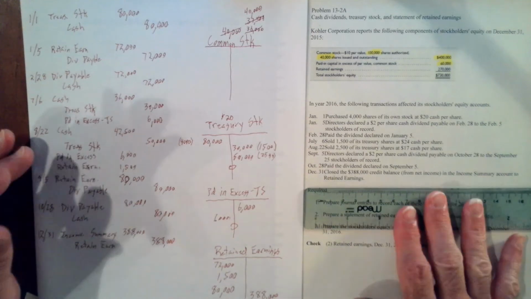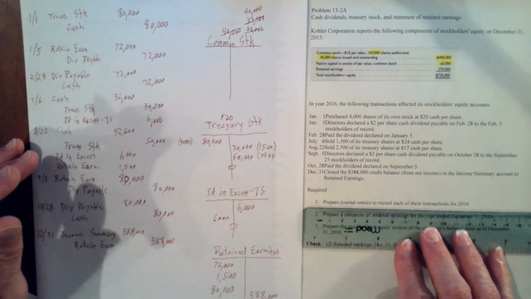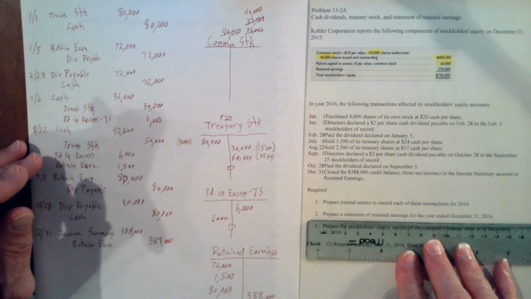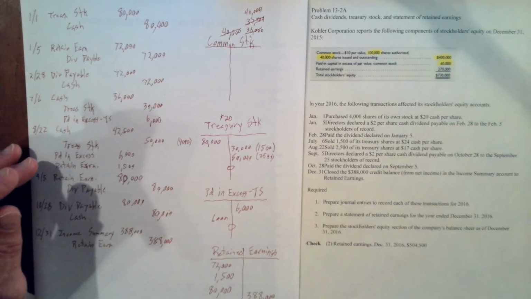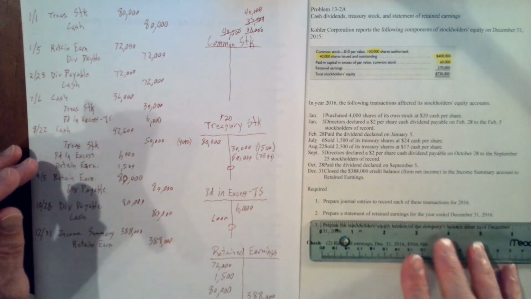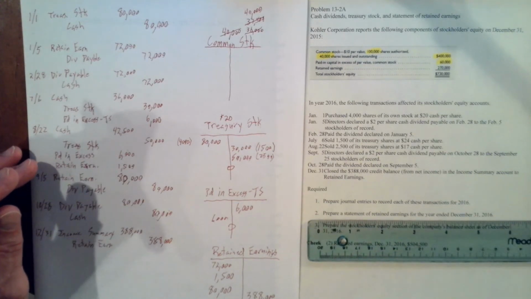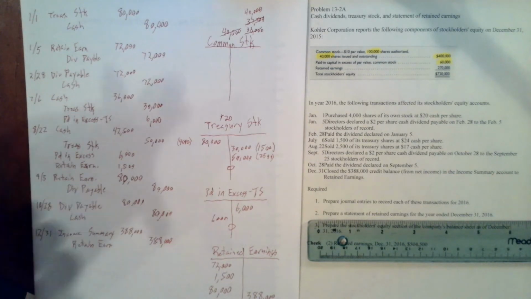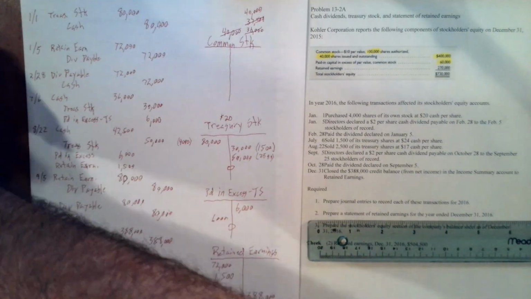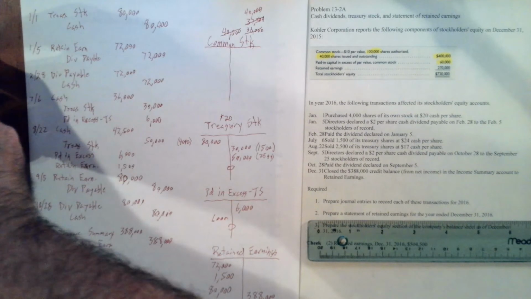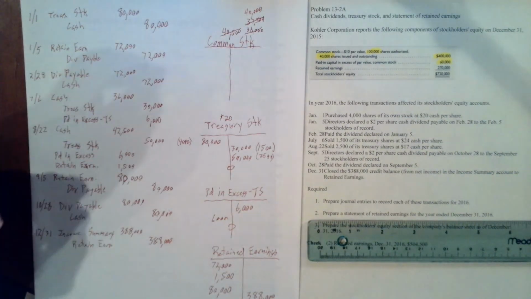Now, prepare journal entries. We did all that. Prepare statement of retained earnings for December 31st. Okay, so the statement of retained earnings is basically made up of beginning retained earnings plus net income minus dividends equals ending retained earnings. That's a pretty straightforward, easy way to remember it. Beginning retained earnings plus net income minus cash dividends equals ending retained earnings.